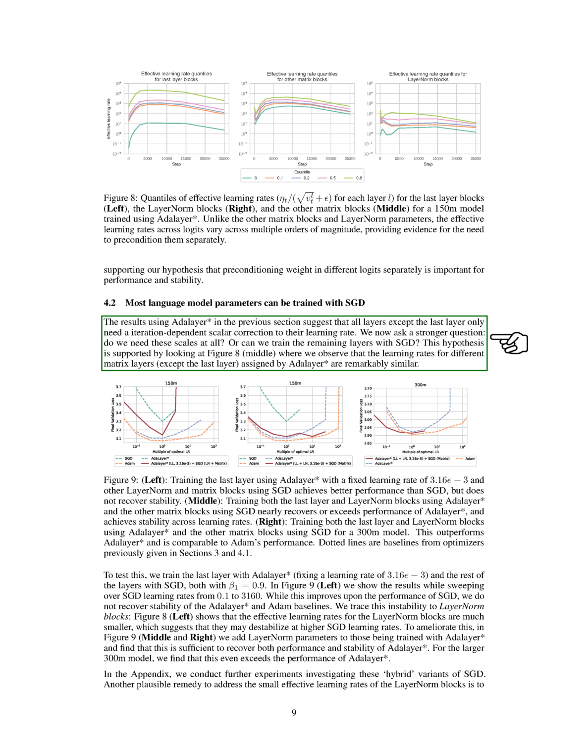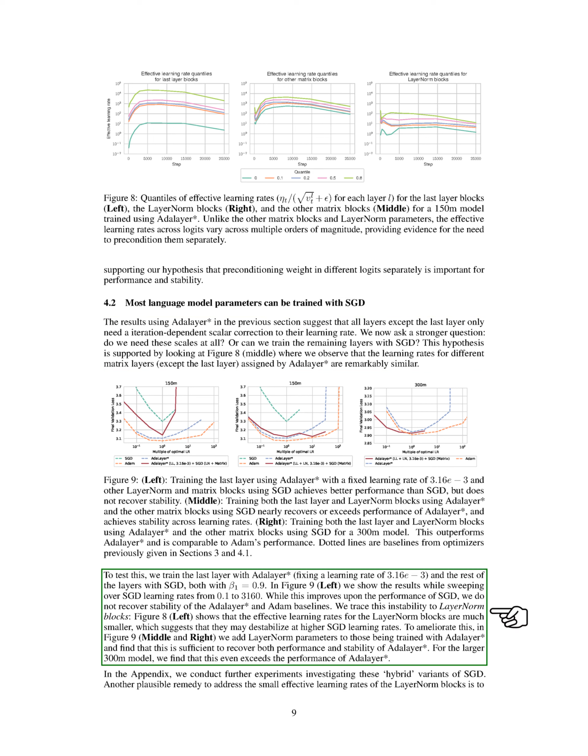Further investigations suggest that most layers, except the last one, only require a simple correction to their learning rates. We explore the possibility of training the remaining layers with SGD, supported by the observation that the learning rates assigned by Adalayer* to these layers are quite similar. However, training only the last layer with Adalayer* and the rest with SGD leads to improved performance but falls short of achieving the stability of Adalayer* and Adam.